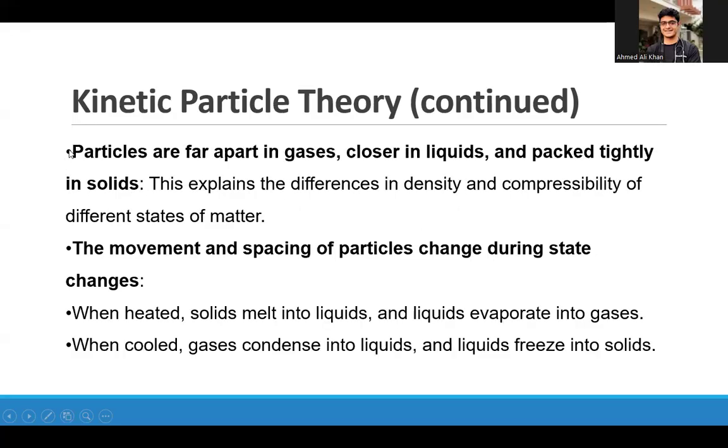Okay, so moving on with the kinetic particle theory. Particles are far apart in gases, closer in liquids and packed tightly in solids. We have already covered this point, so we will not discuss it again. The movement and spacing of particles changes during state changes. For example, when heated, solids melt into liquids and liquids evaporate into gases. When cooled, gases condense into liquids, and liquids freeze into solids.